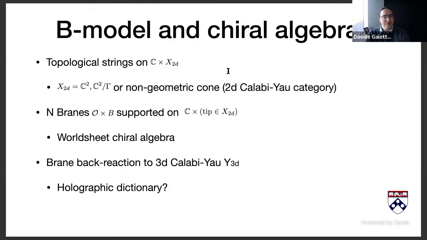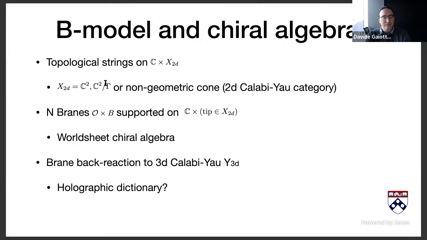the setting where chiral algebras emerge naturally is that of the B model, the BCOV theory, B-model topological strings. The idea is to take topological strings on a three-dimensional Calabi-Yau geometry of the form C times X, where X is a two-dimensional Calabi-Yau. Now, in the examples we studied with Kevin and Kaja, X might have been C2. A simpler generalization is to take an orbifold of C2. But in general, we might be dealing with some completely non-geometric version of a Calabi-Yau cone, described perhaps as some kind of Calabi-Yau category with some constraints.